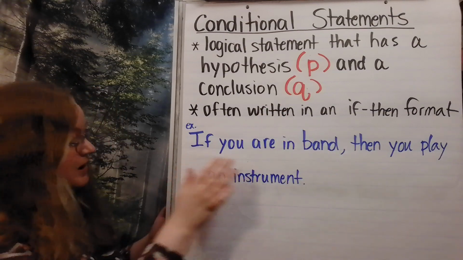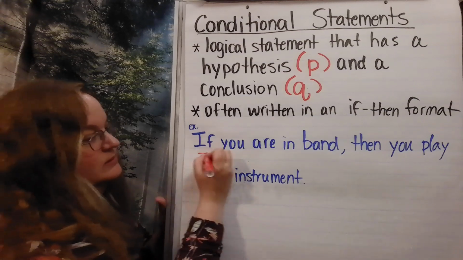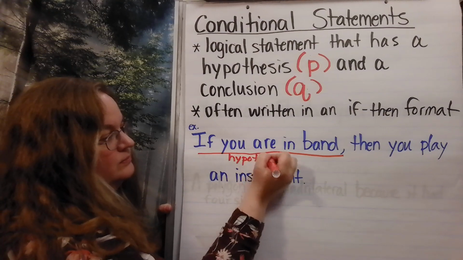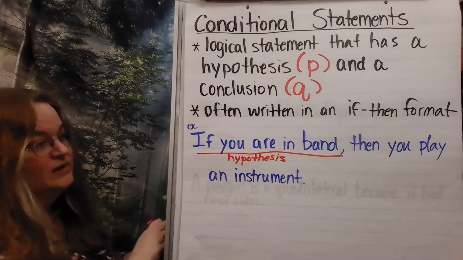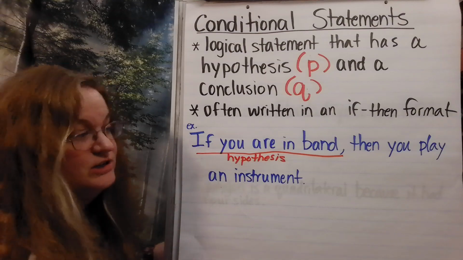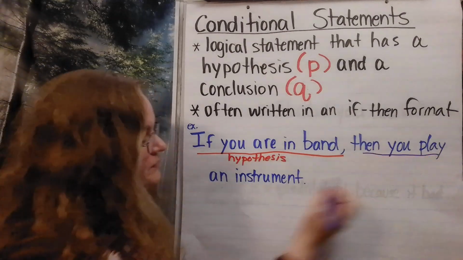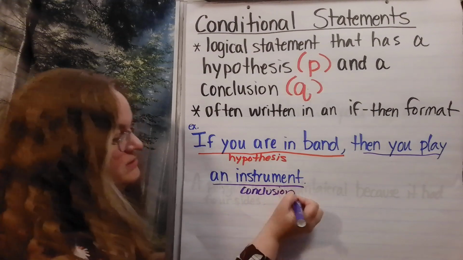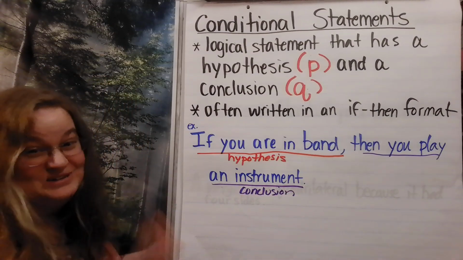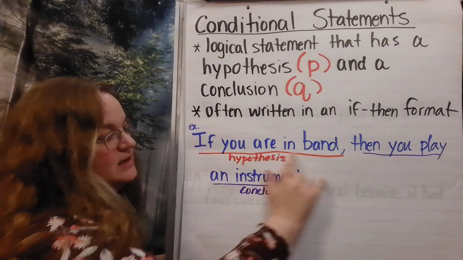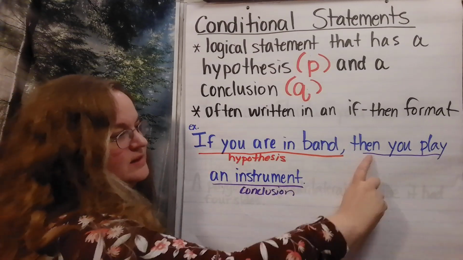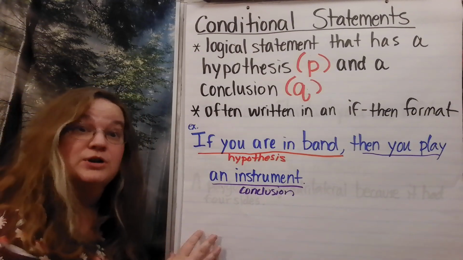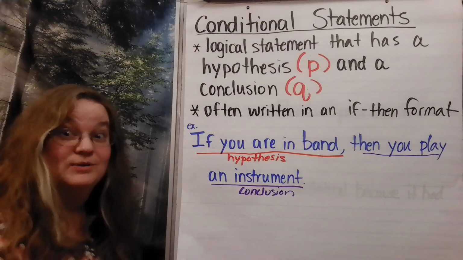For example, if you are in a band, then you play an instrument. The hypothesis is if you are in a band, and the conclusion is after the then, and that is you play an instrument, because why would you be in the band if you didn't play an instrument? So again, this is the hypothesis with the if, and then that's going to be the conclusion. Let's look at some examples of things that are not in if-then format so that we can write them in if-then format.